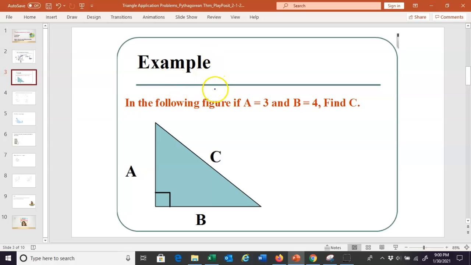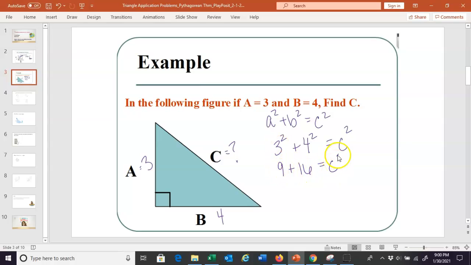So let's try one. Here's an example. In the following figure, A is 3, B is 4, and find C. We don't know what C is. All right, so we're going to plug these values into the Pythagorean theorem. A is 3, B is 4, and we don't know C, so I'm just going to leave it as C. You can make it anything you want, X, Y, Z, any variable. So now we get to use our algebra. 3 squared is 9, 4 squared is 16, 9 plus 16 is 25.